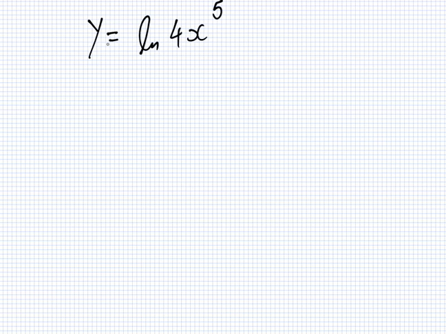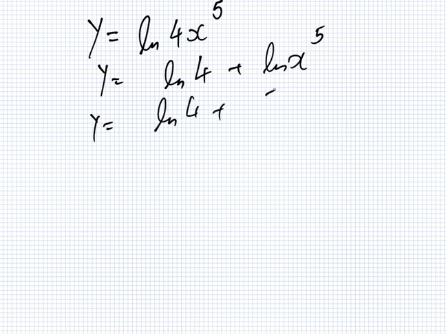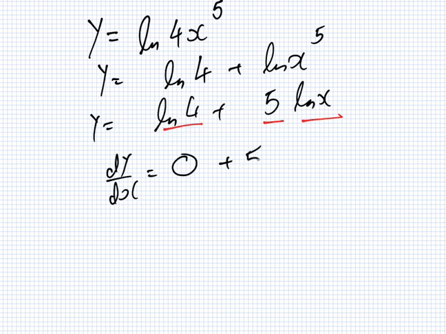So we just have to use 2 of our rules for log. We'll use the first rule of log, which says y equals log 4 plus log x5. And then the fourth rule of logs that says you can bring the power down. Now when you look at this, the situation is constant plus constant by log x. So the derivative here is going to be 0 plus 5 times 1 over x. So in other words, 5 over x is the answer.